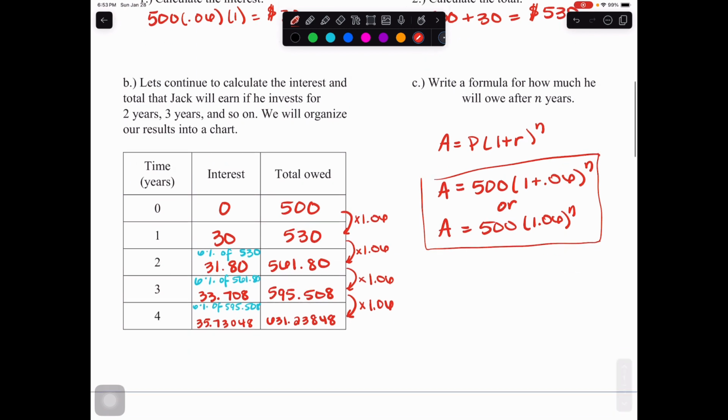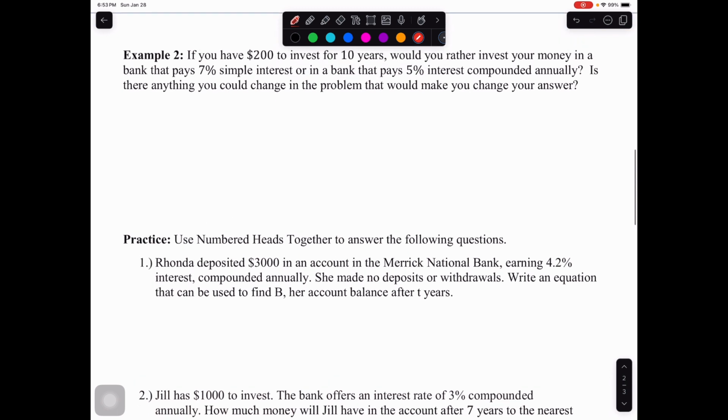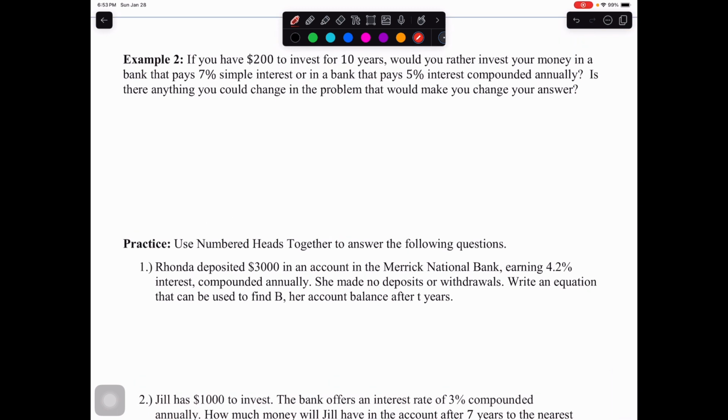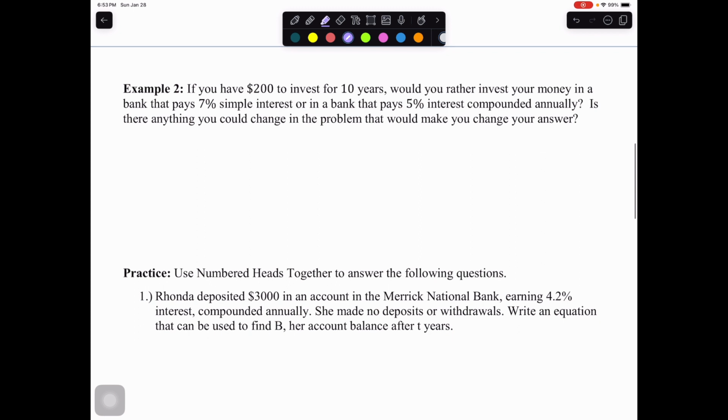So let's move on and do an example from beginning to end using the actual formula rather than investigating with a table. How would you actually answer these questions? So we'll start with if you have $200 to invest for 10 years. I'm going to highlight that. And that means that my P value is 200. That's the amount I'm investing. And I'm doing that for 10 years. So my N is 10.